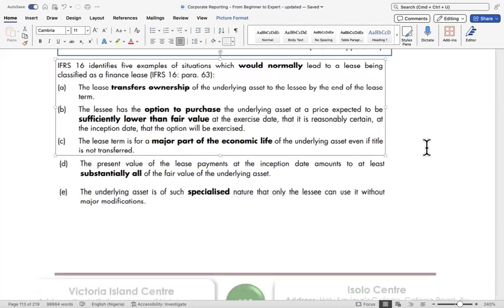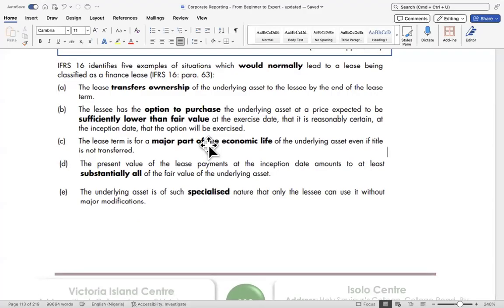Three, where the lease term is for a major part of the economic life of the underlying asset. Where the lease term is almost the economic life. The lease term is 4 years. The useful life is, let's say, 5 years. Sometimes it could even be 4 years. So what is left for the asset?